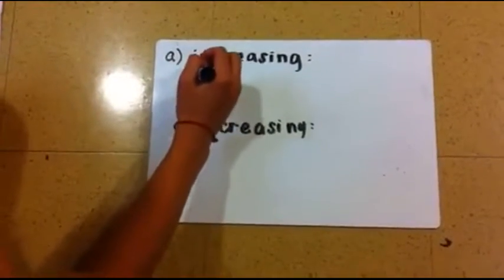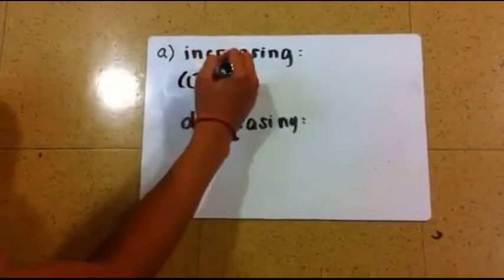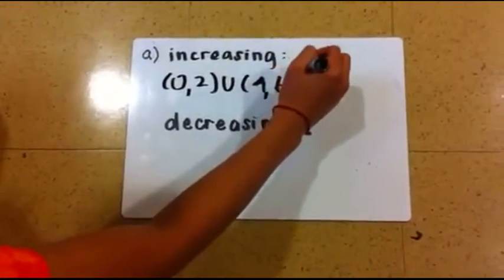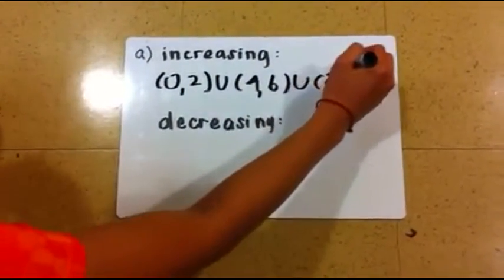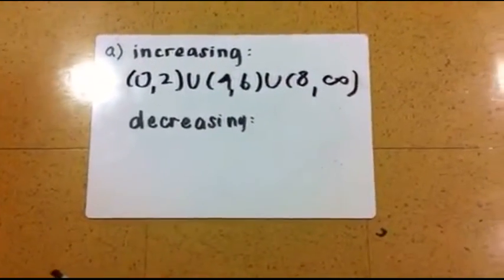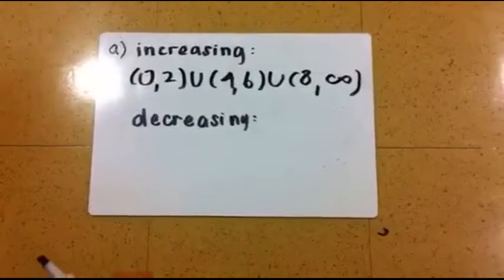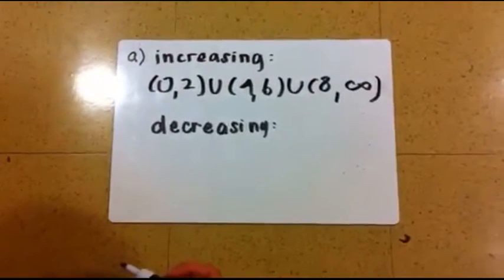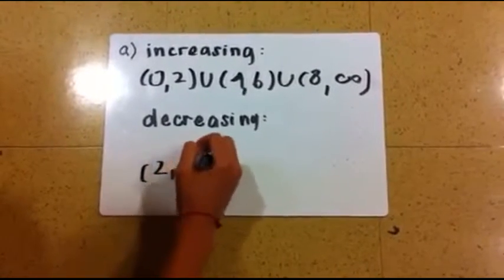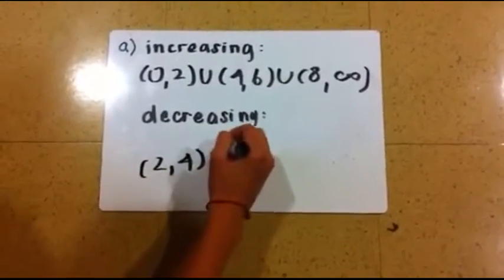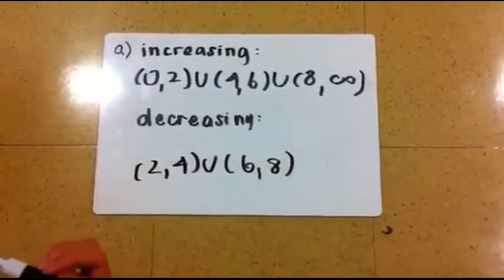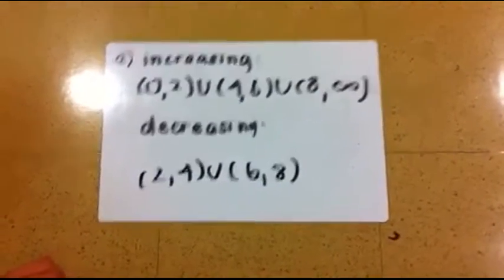Function f is increasing on the intervals 0 to 2, 4 to 6, and 8 to infinity because the derivative is positive, since the graph is above the x-axis. The function f is decreasing on the intervals 2 to 4 and 6 to 8 because the derivative is negative, since the derivative graph is under the x-axis.